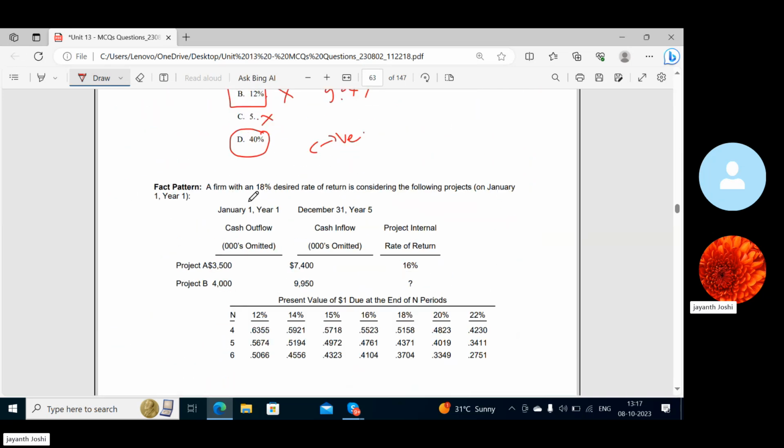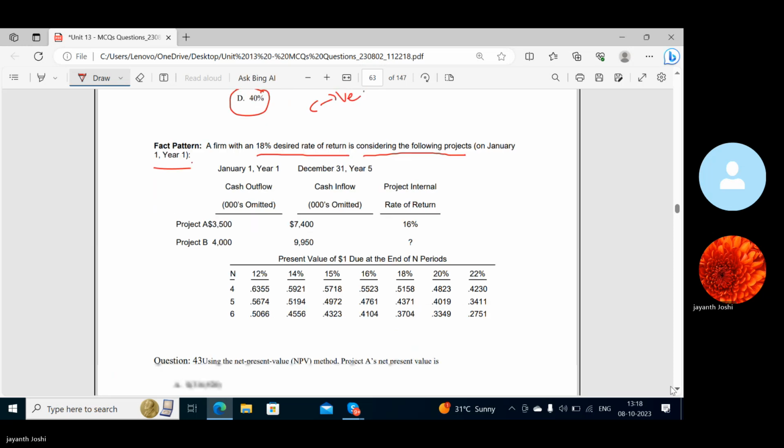A firm with 18% desired rate of return is considering the following projects. On Jan 1st, year 1, the cash outflow is given to you. Project A, there is an investment of this much. Project B, the investment is this much. That is outflow. And the inflows are this much, at the end of the year, for both the projects. And the IRR is this. For this, the IRR is not given.